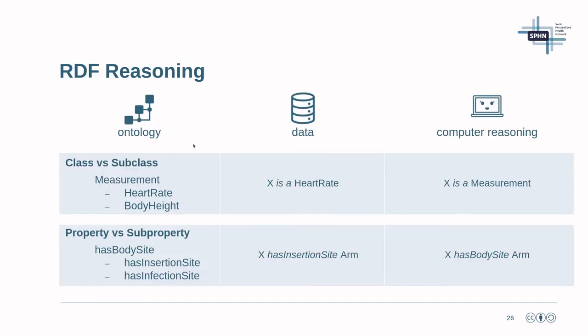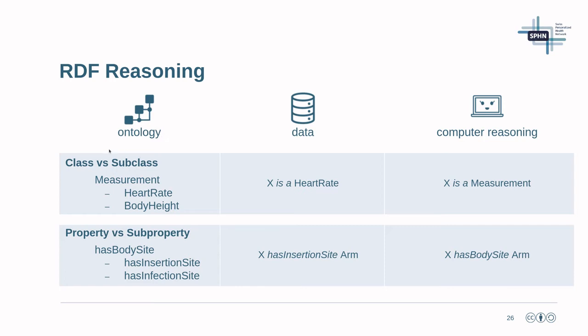But first, what is inference? In RDF, there is a component called reasoning, which gives the computer the possibility to infer knowledge based on information that is provided to it. So the ontology here is a key element for this reasoning purpose.